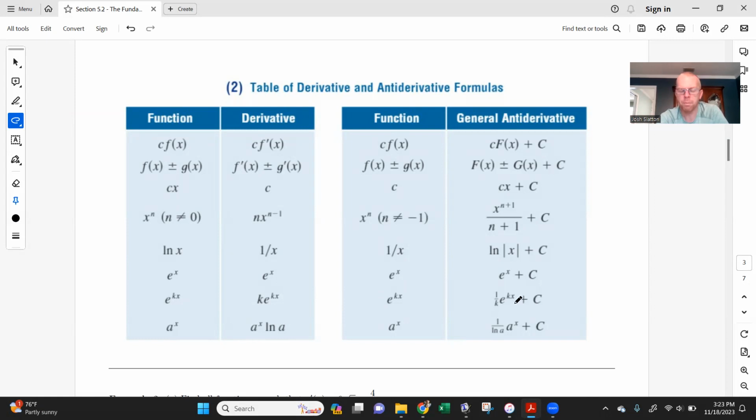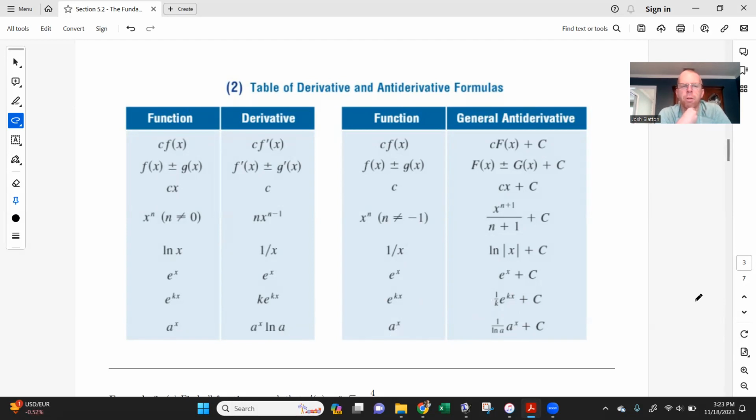So that now, if we take the derivative of this function, we would get 1 over k e to the kx times the derivative of kx, which is k. So k times 1 over k would make that be a 1 in front. And then the derivative of a to the x is that, and the antiderivative would be dividing by ln of a instead of multiplying by ln of a. So those will be useful to know.